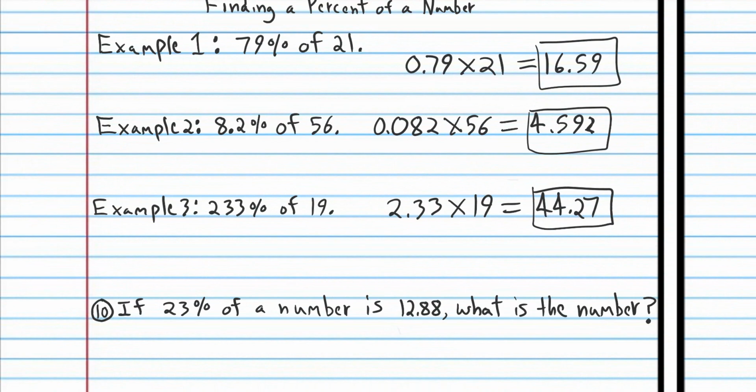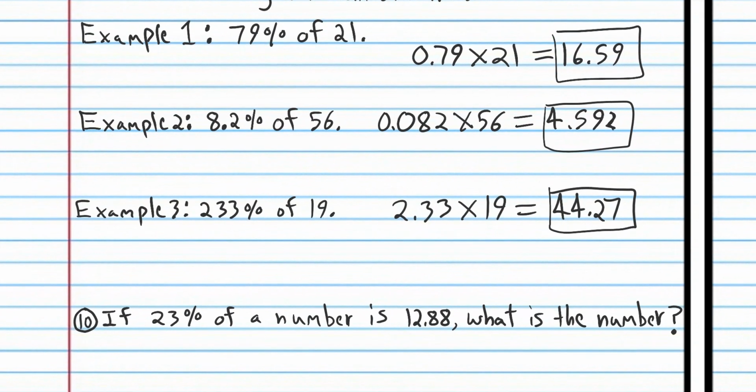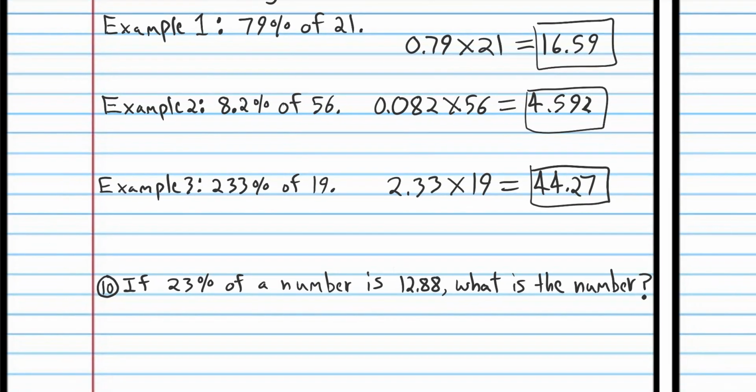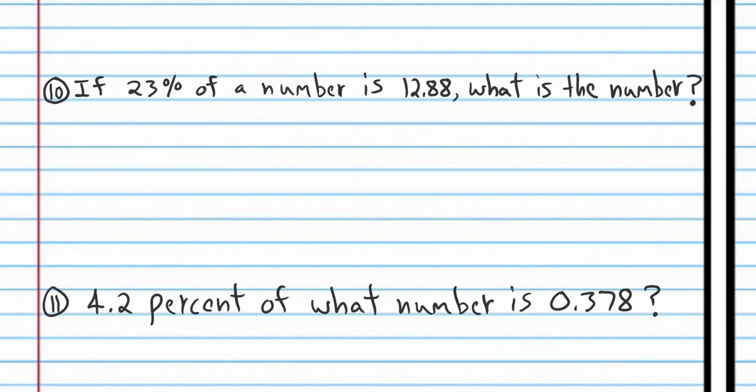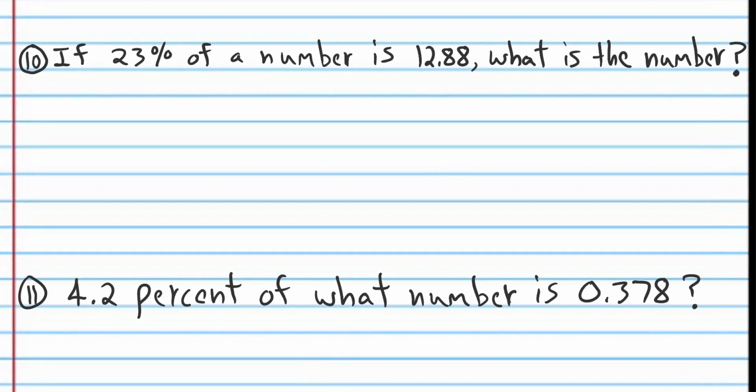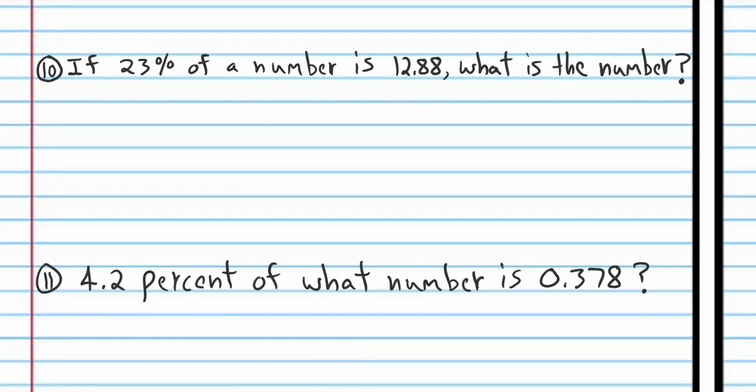We're going to do similar problems, but the unknowns are going to be one of these numbers. So these problems are going to be slightly different because we're going to start to use algebra. We didn't need any algebra for these problems that we just did, but we're going to use algebra for the next problems. So let me demonstrate. If 23% of a number is 12.88, what is the number?